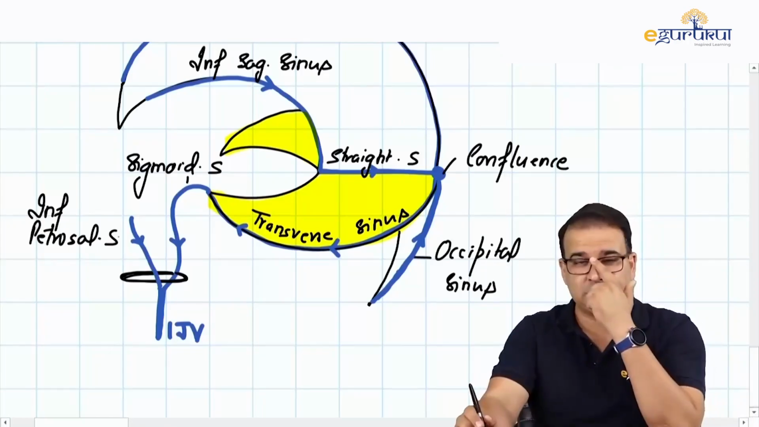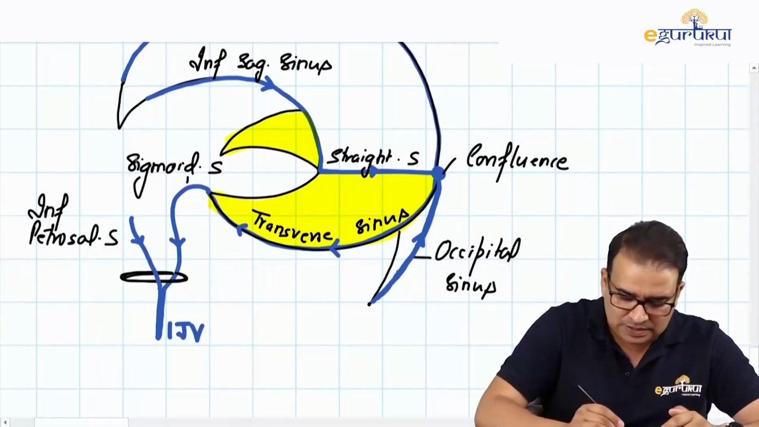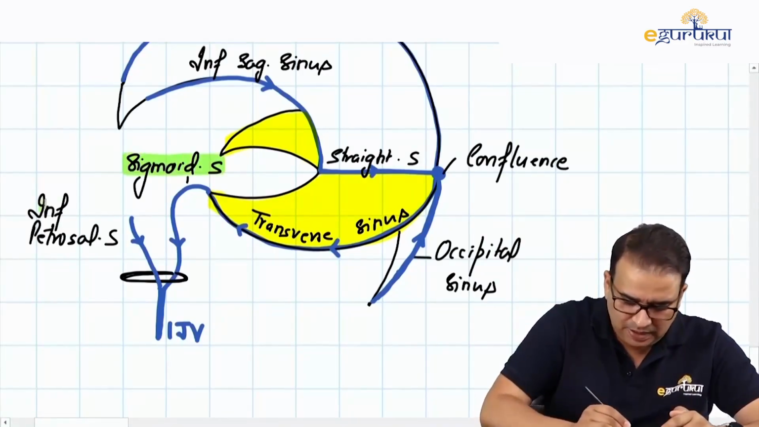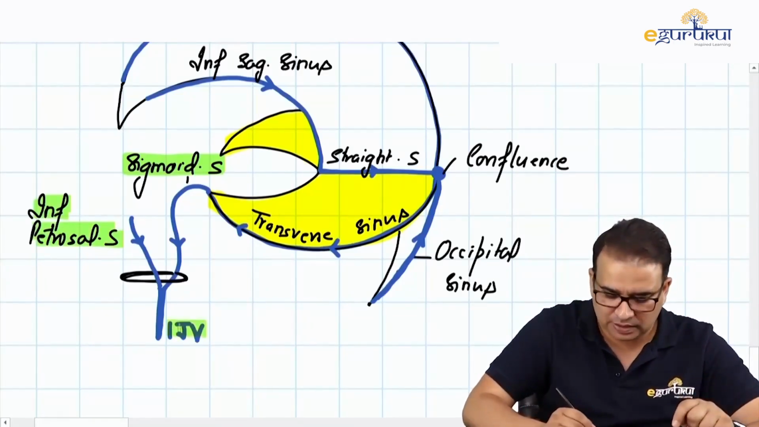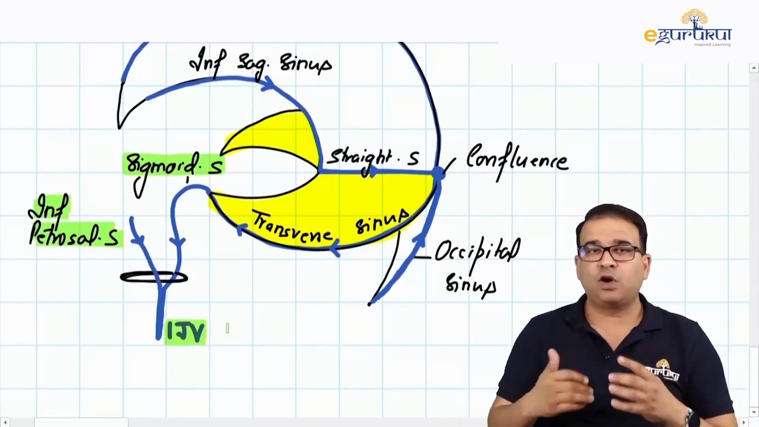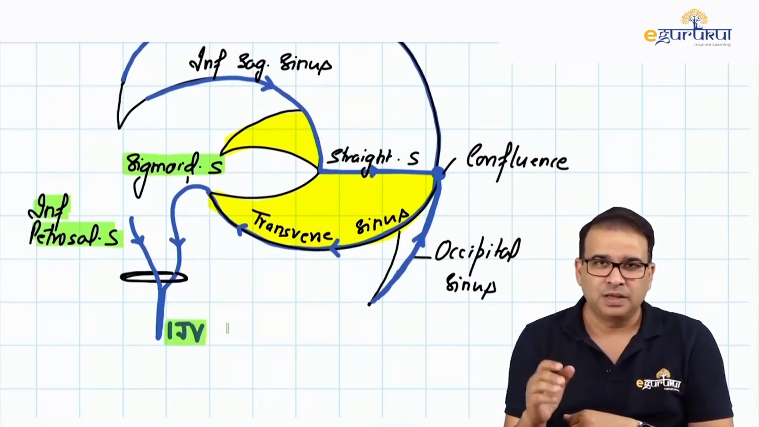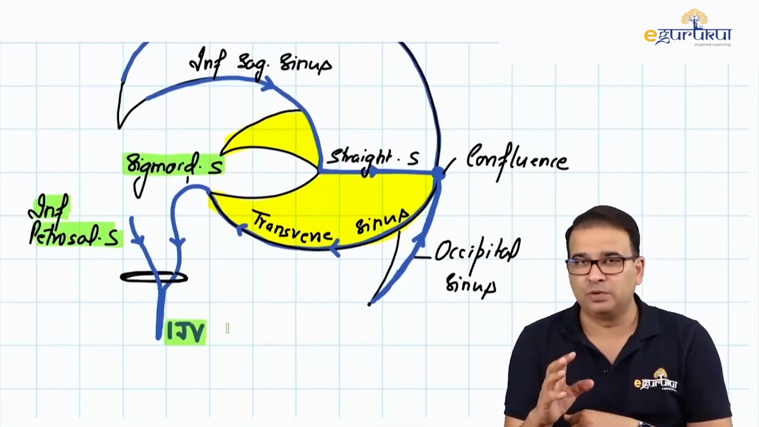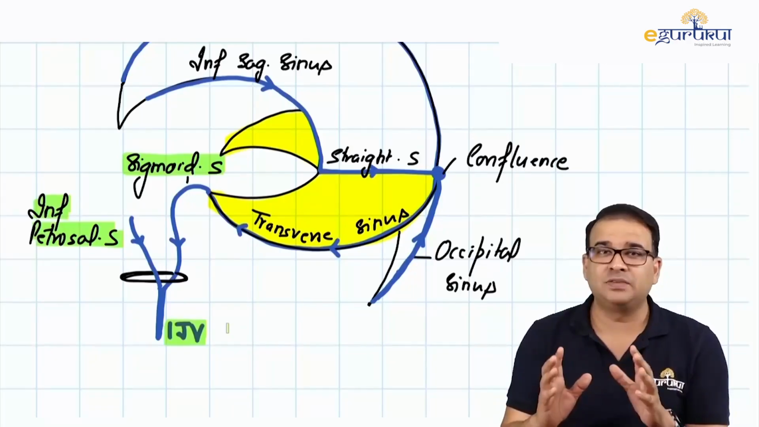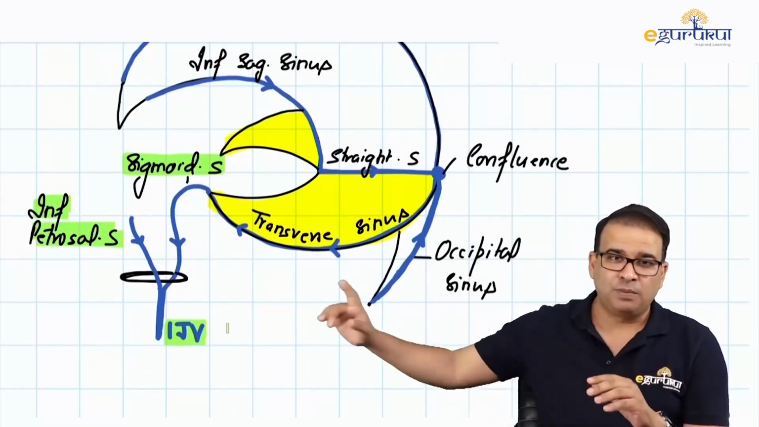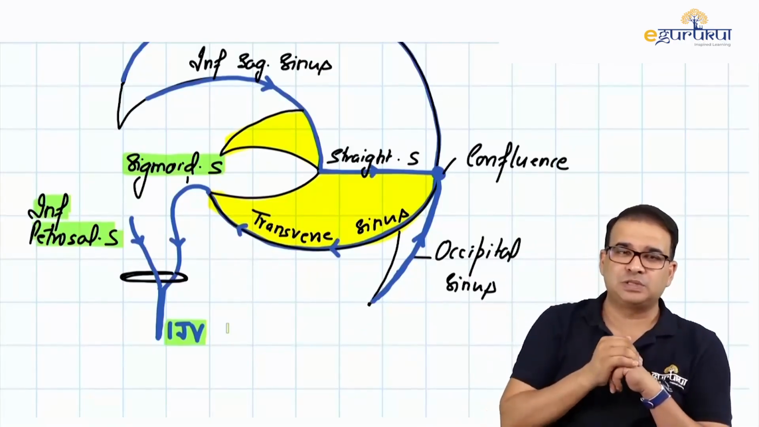But there is a very important point to be noted here, and I request you to write down separately that sigmoid sinus and inferior petrosal sinus are the formative tributaries of internal jugular vein. Guys, for all the major veins in the body, you need to know at least their formative tributaries. If you don't know all the tributaries of internal jugular vein, that is still okay. But you cannot miss the formation, how they are formed. Formative tributaries of internal jugular vein are the sigmoid sinus and also the inferior petrosal sinus.